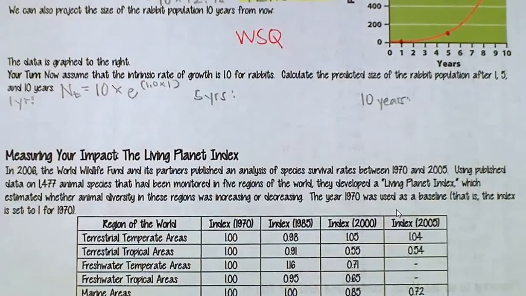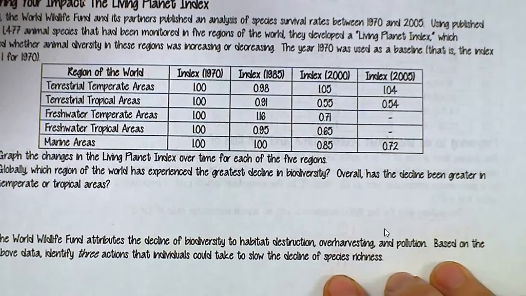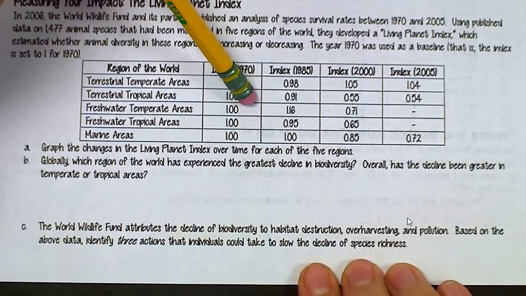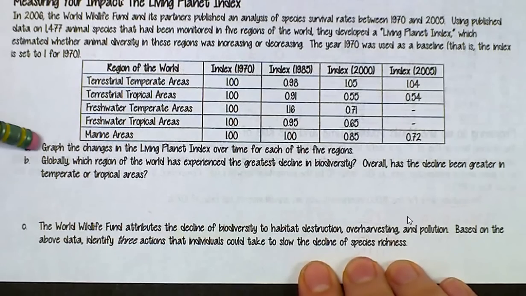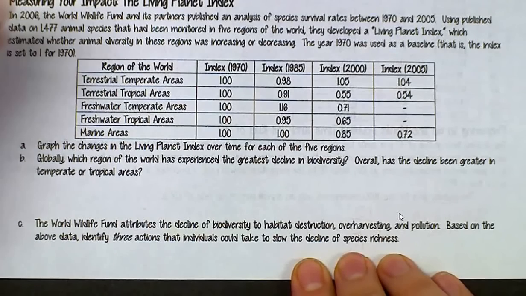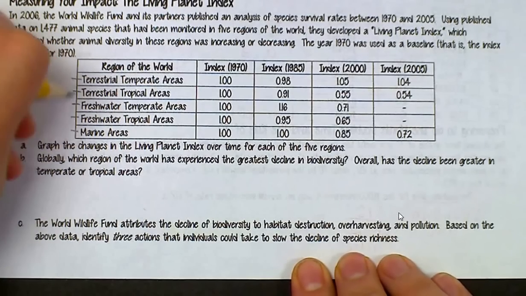The last part is going to be measuring your impact. What you're going to do is graph this information. It can be on notebook paper or Excel or whatever you want to do. You're going to graph the changes in the Living Planet Index over time for each of the 5 regions. So you should have a line for each one of these: 1 line for each, so 1, 2, 3, 4, 5 lines total.